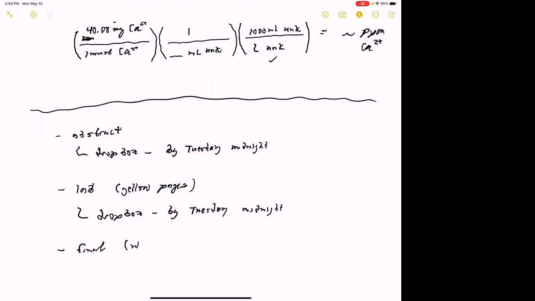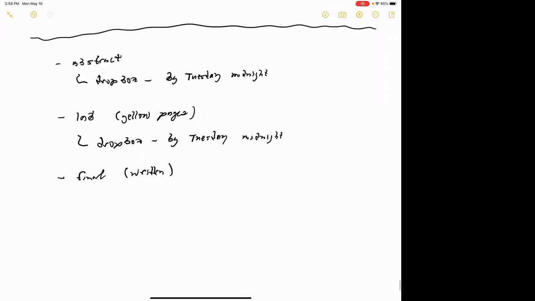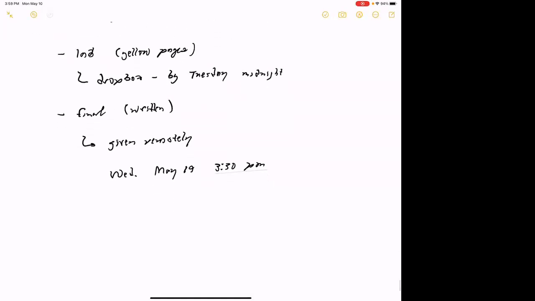It's a written final, a written cumulative final, as you would expect. That's going to be on Wednesday. It's going to be given electronically, remotely, because you guys, again, are going to be gone. I believe it's Wednesday, May 19th. That's dictated by the university, not me, at 3:30 p.m. So this is just following the university's final exam schedule as they gave it to me.